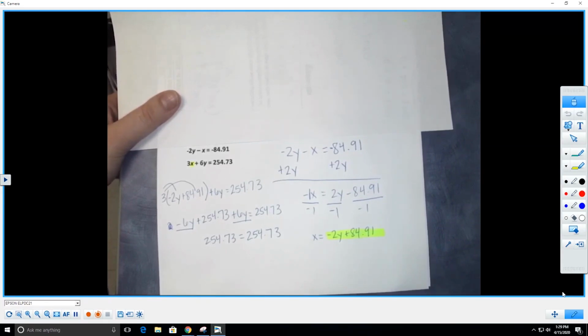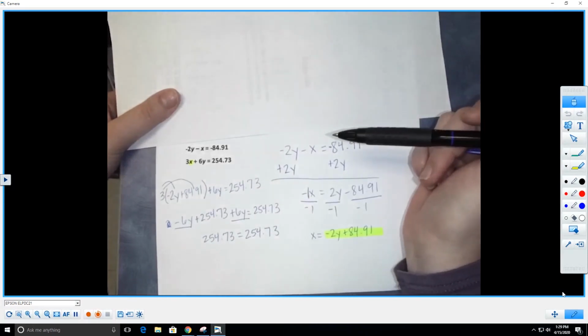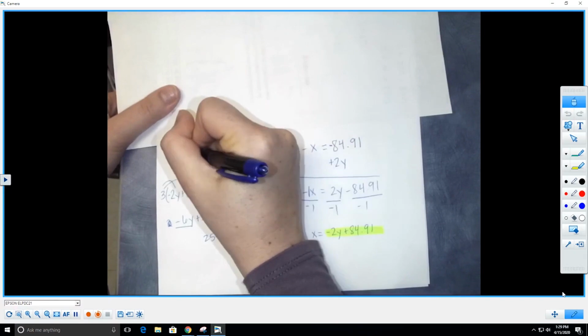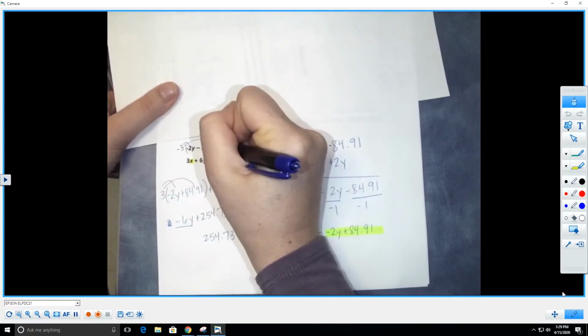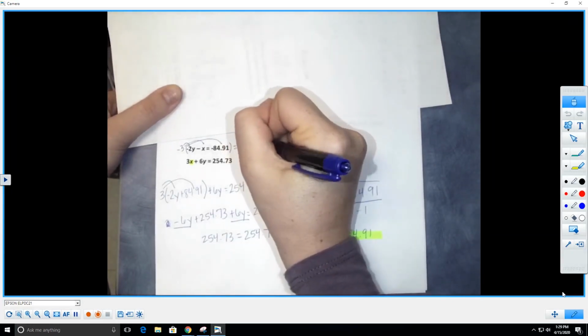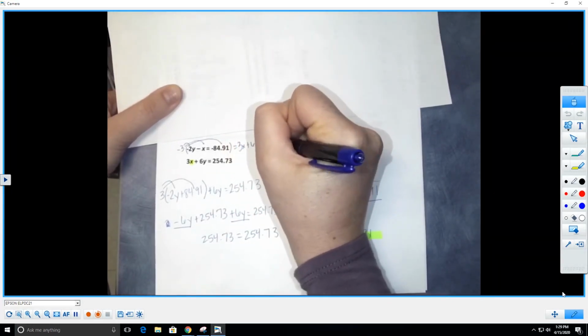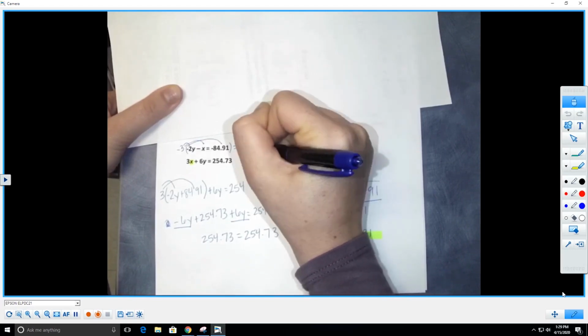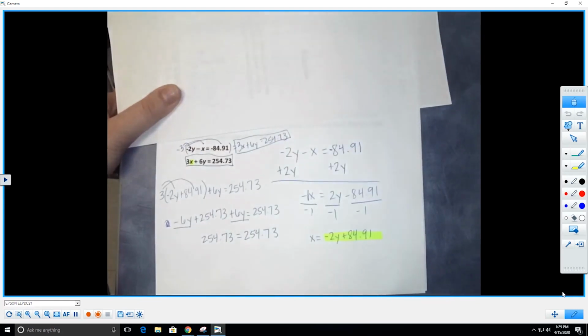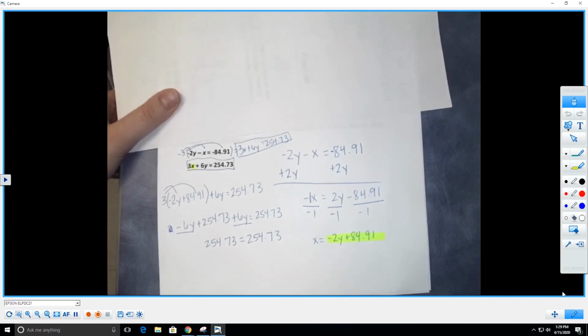We can see that this is true in the example because you multiply the first equation by negative 3. If I multiply all of these terms by negative 3, then both equations are equal to 3x plus 6y equals 254.73. So you can see that they end up being equal to the same exact thing here. All right, let's look at another problem.